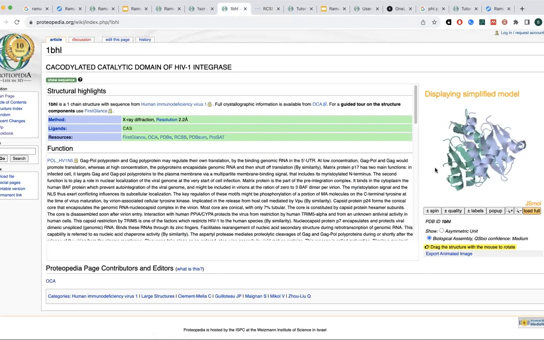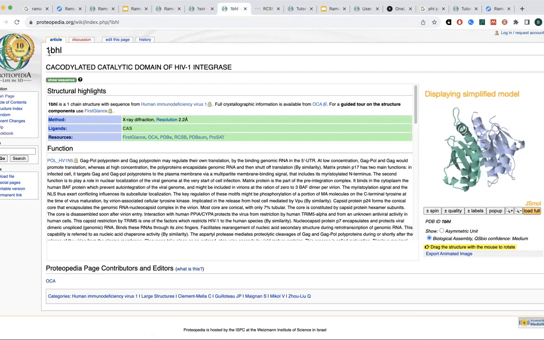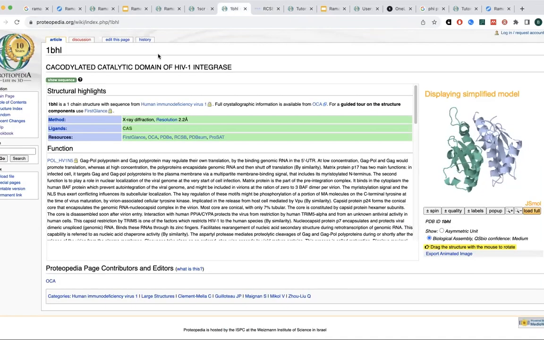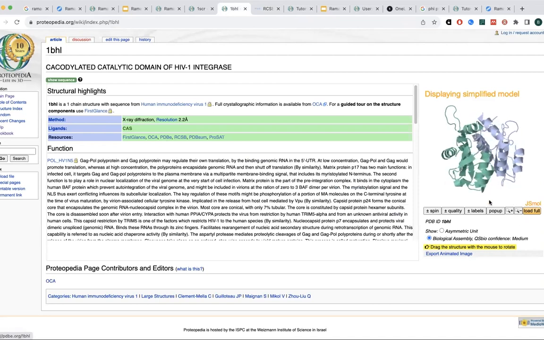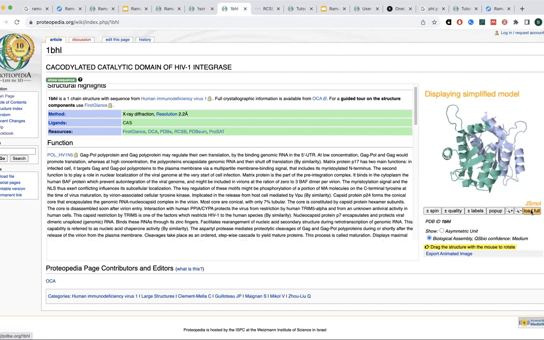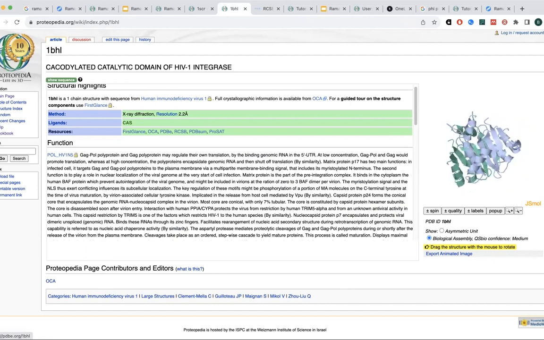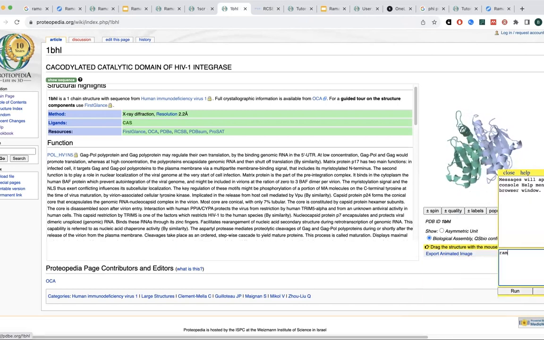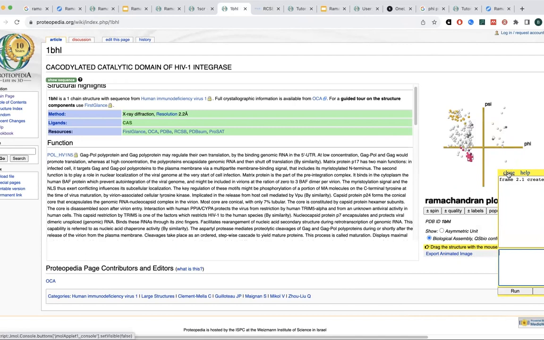So let's actually go and look at a Ramachandran plot for this protein. If you look up the protein's PDB code, in this case 1BHL, which is also what I used to look it up in the PDB, and open that in Proteopedia, now you can actually do a Ramachandran plot of it in its interactive article. If you go over here and click load full, now if I right click, it's going to give me various options. If I press on console and then type in Ramachandran, it's going to show me a Ramachandran plot.